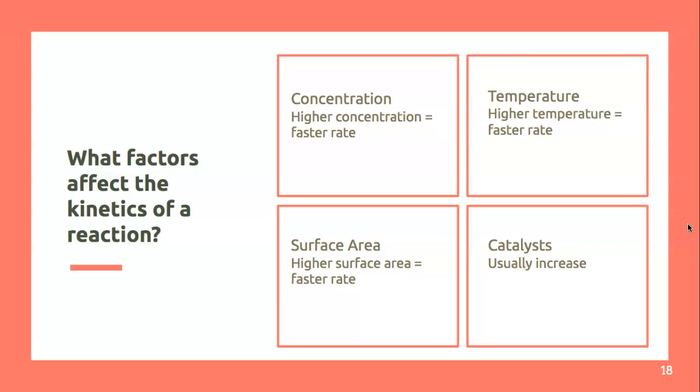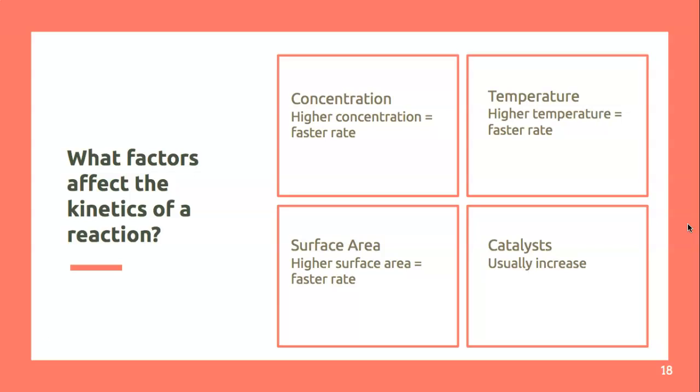But like I did mention, this can actually be conversely true. Sometimes if you have more products, it will flip the direction of the reaction and you'll end up with a decomposition or the reverse reaction essentially. But the concentration of the reactants matters. Generally speaking, higher concentration is going to equal a faster rate of reaction.